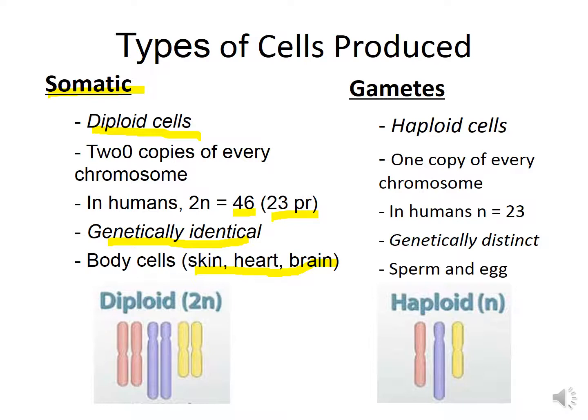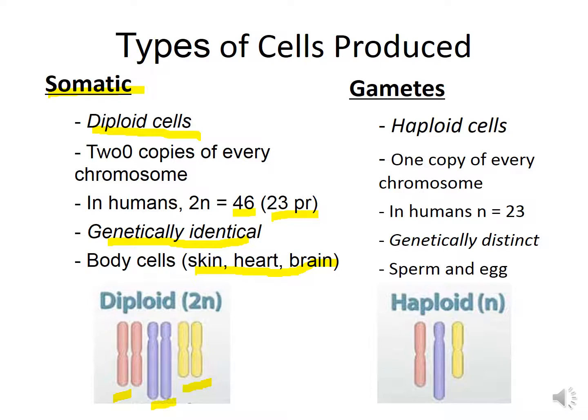Here we have a simplified cell that only has 3 pairs of chromosomes. Now, one of the chromosomes from each of these pairs would have come from mom, it's maternal. The other would have come from dad, or is paternal.